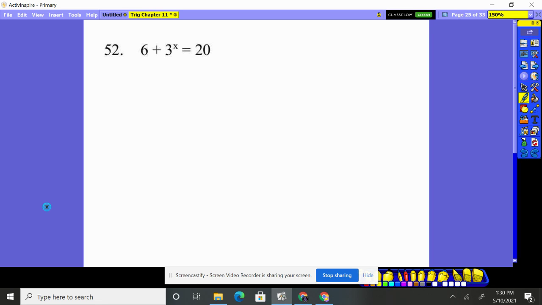Okay, 52. Well, 6 plus 3 to the x equals 20. You should be able to see that that's got to be 14. 6 plus 14 is 20. Yeah, we should be able to see that, but let's say we can't.